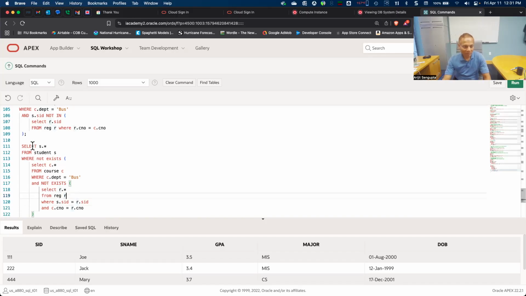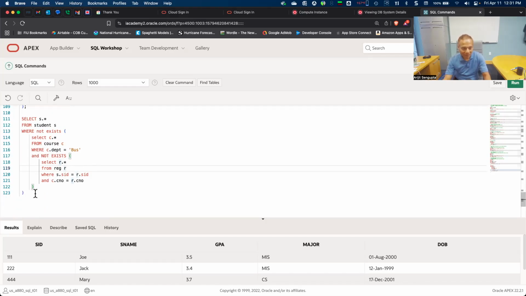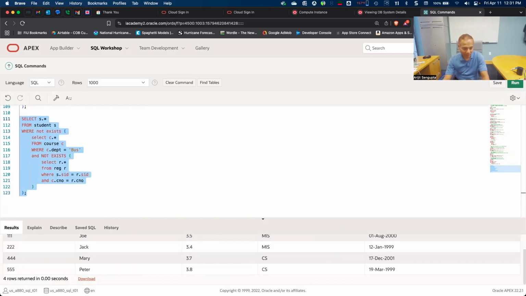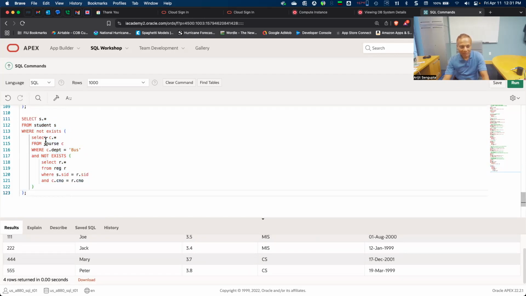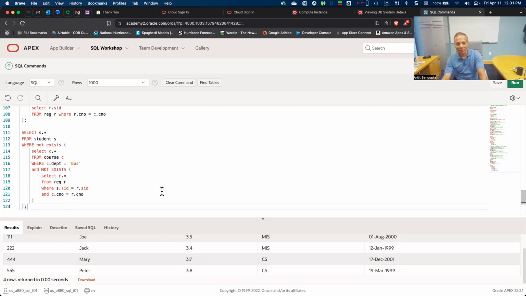So now we're trying to find the students where there's no course in the business department for which there is no registration for that student. So that's the logical way of solving this query. This would do the same thing. We will get those four: Joe, Jack, Mary, Peter. But notice that it requires a double not exists.